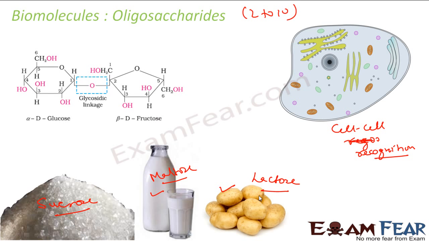They will give two molecules of carbohydrates or monosaccharides. So oligosaccharides will have either 2 or more than 2 but less than 10. 2 to 10 sugar molecules they'll give on hydrolysis. For example, if you see, this is one example of oligosaccharides. They are linked by a glycosidic linkage. It comprises of one glucose and one fructose. And this is the example of sucrose actually.